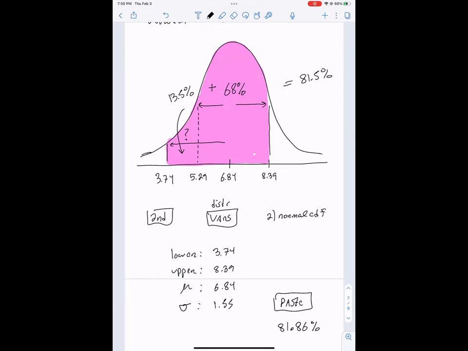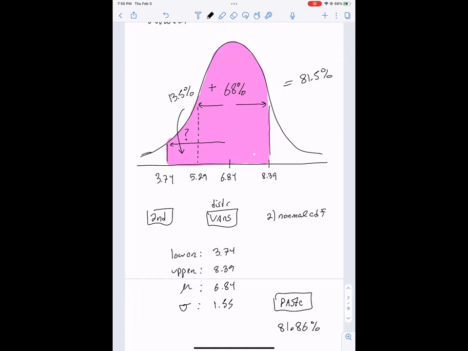What does the CDF stand for after normal? Cumulative distribution function. Because you are accumulating data from the distribution. So whenever you're solving for a certain area, you're only putting the numbers that you want covered.